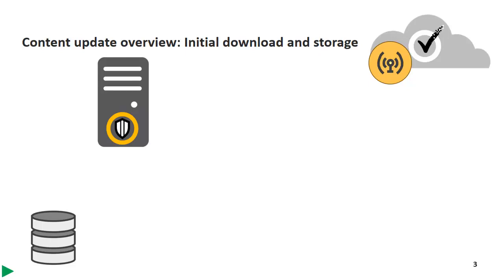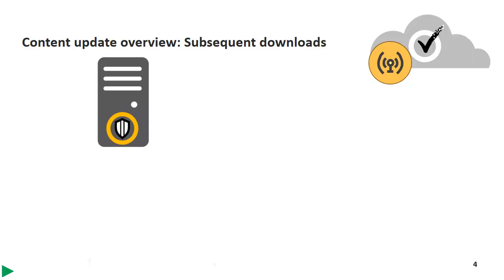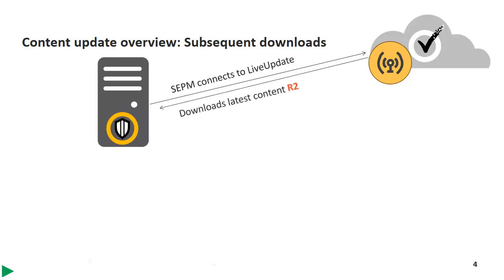On the first download, the SEPM stores a full content package for each operating system type used in your organization. The following diagram shows you how content is optimized by generating forward and reverse deltas on subsequent downloads.